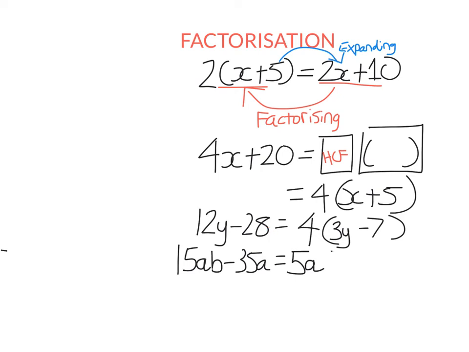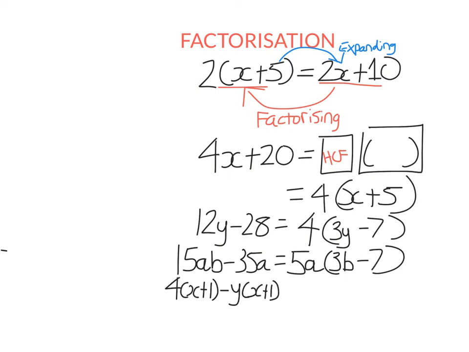So same process as before. What do I times by 5a to get 15ab? Well, I need to times by 3 to get 15 and the b, so it's 3b. What do I times by 5a to get negative 35a? Well, that's just negative 7.